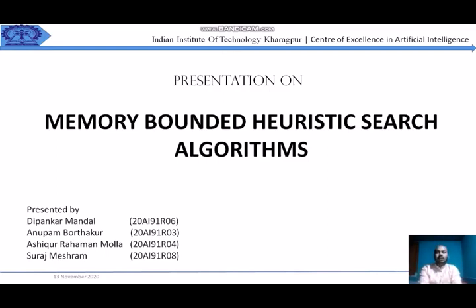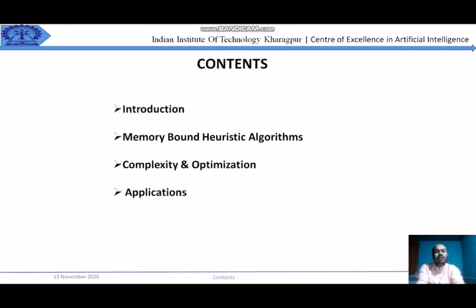I, along with my friends Anupam, Ashikor and Suras, am going to give a presentation on the topic of memory-bounded heuristic search algorithms. The content is the introduction. In this part, I will discuss why we should move to memory-bounded heuristic search. Memory-bounded and heuristic search will be discussed by Anupam, complexity and optimization by Ashikor, and applications of memory-bounded heuristic search by Suras.